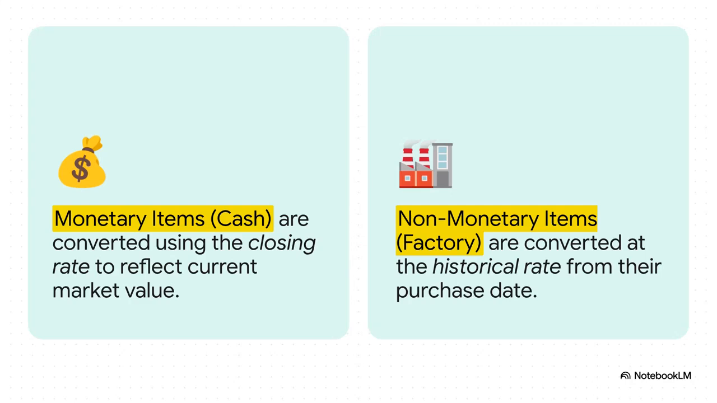Here's a simple way to picture it. The value of the actual cash sitting in a foreign bank account changes every single day with the market, so you update it to what it's worth right now. But the factory you bought 5 years ago, its cost is a fact of history. That number stays locked in time.